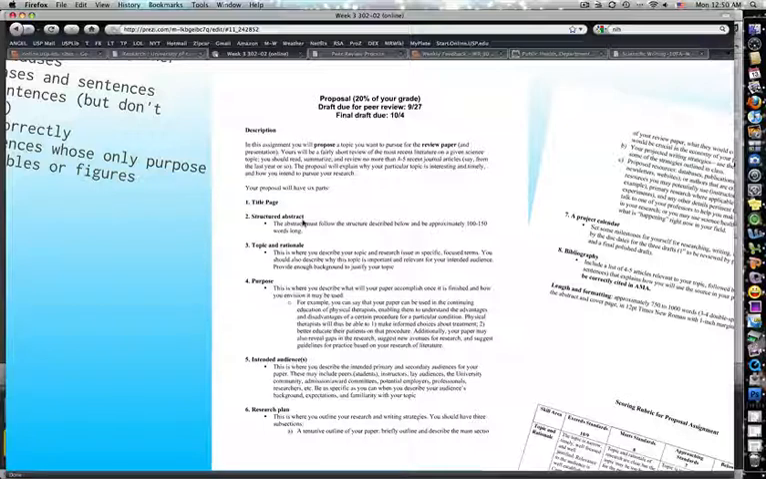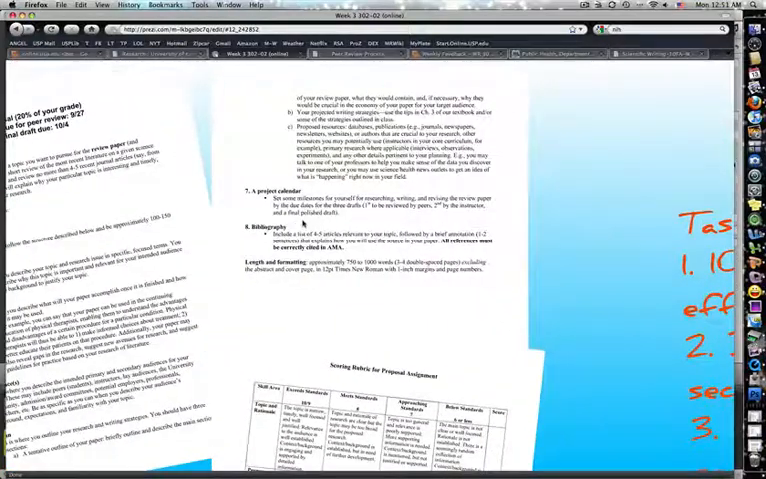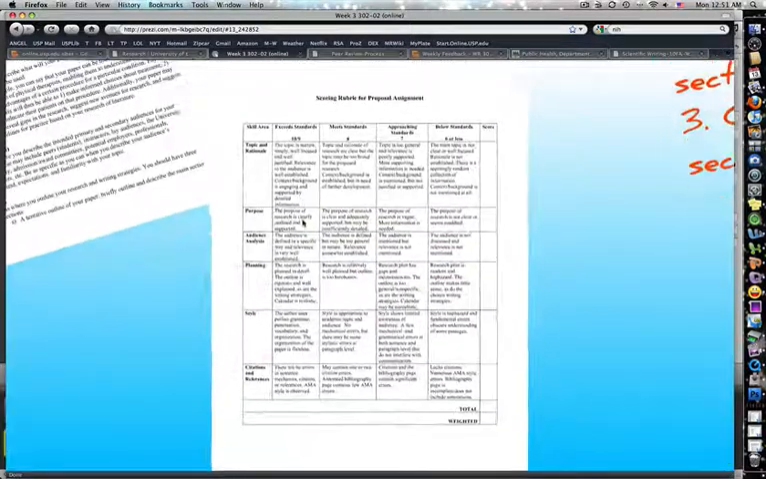And this is the description of the proposal. I got you started on the topic and rationale, but we'll get to work more on that next week. And this week I want you to work on purpose, intended audiences, and bibliography. And keep this description in mind. This is what you're going to have to add the week after for the peer review. And this is the rubric that I'm going to use to score you.